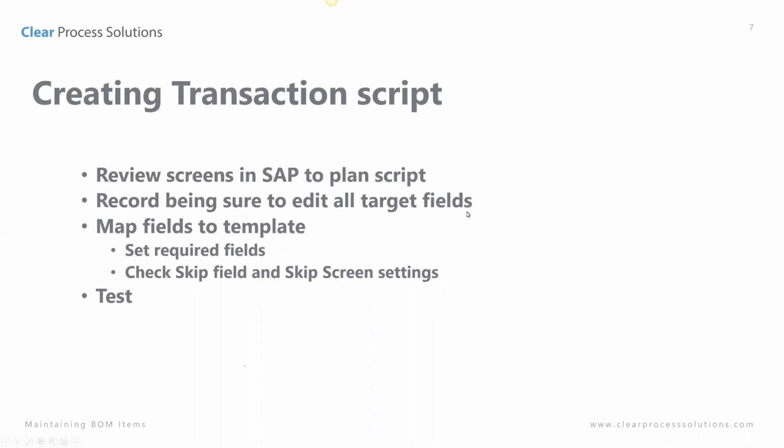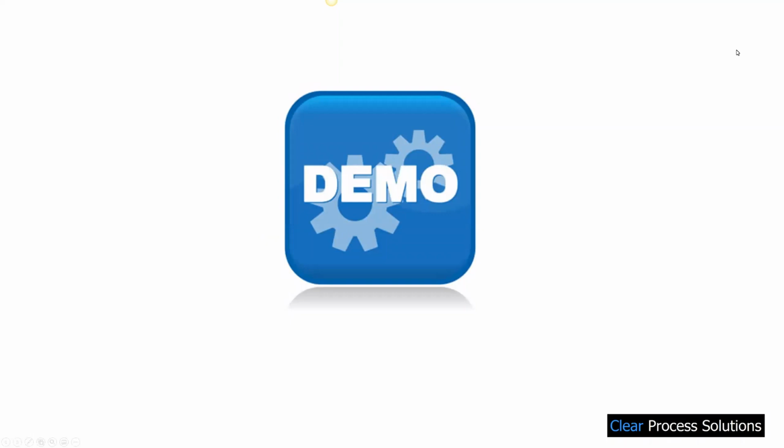And we're going to do a couple of these bulleted items here. We're going to set required fields so that if they don't have a field filled in, it'll prompt them or give you a log message about that. And then we're going to use the skip field and skip screen settings, and we'll look at that in a second. And then the final step is to test with representative data that you might use your script with. So now we're to the demo stage here.